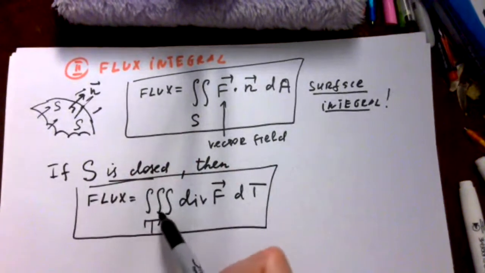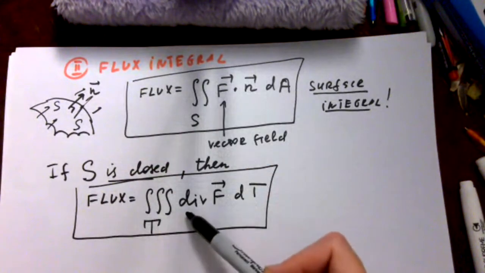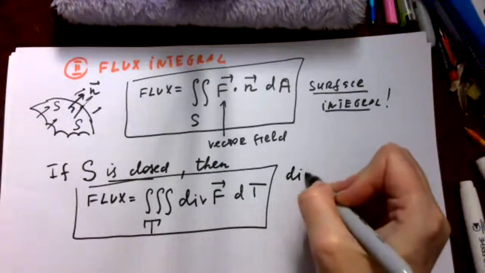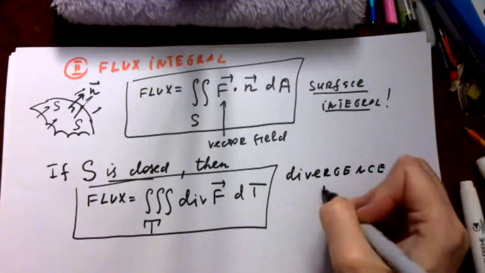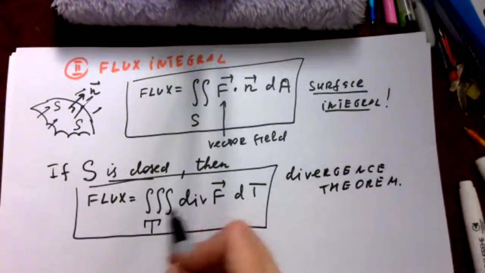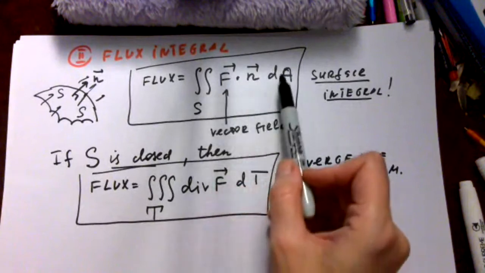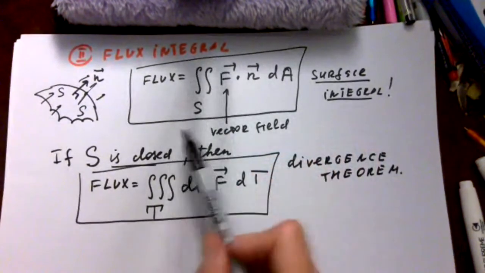This transition from the surface integral to this triple integral is called the divergence theorem, the very famous Ostrogradsky-Gauss divergence theorem. This is a very nice case because you're already familiar with the triple integral, and you don't need to master this fancy surface integral. But it's only for a while.